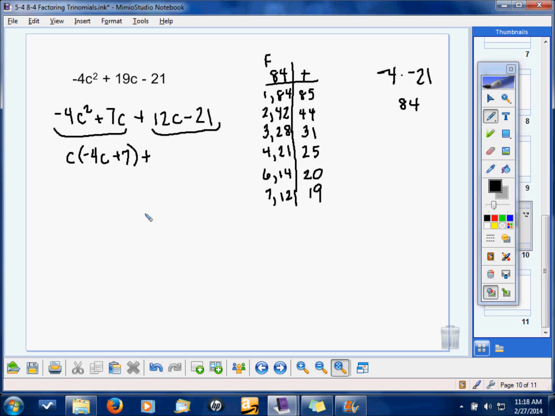What is in common here? 7 doesn't go into 12. 3. 3 times 4c minus 7.